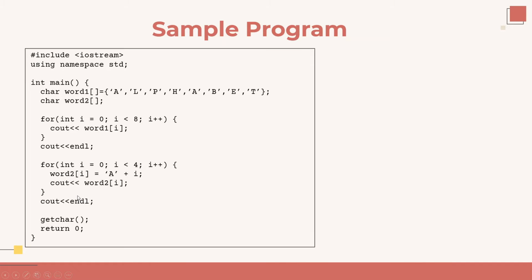It means that the ASCII code 65 plus 0, so it will be filled with the character that has ASCII code 65, that is A. And then the next index is filled with ASCII code 65 plus 1, so it becomes 66, and that is B, and so on. So the output of the second for looping function is ABCD. Now this is the result of the output. For the first looping function, the output is ALPHABET, and then for the second looping function, the output is ABCD.